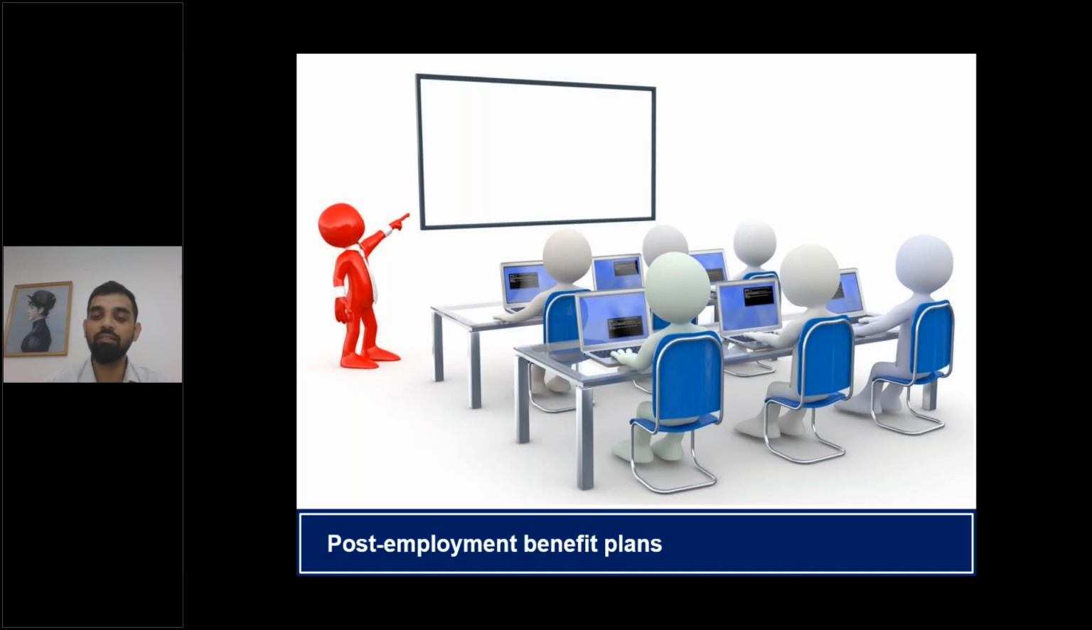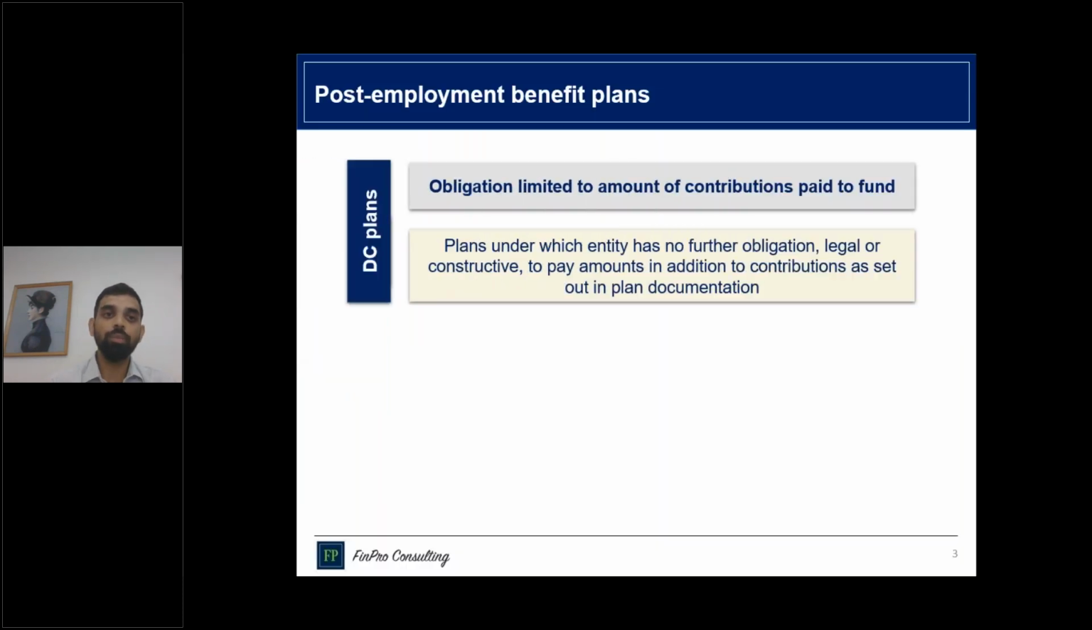So today we have an opportunity to understand what those terms really mean and how to practically apply those terms while accounting for post-employment benefits under AS 15 Employee Benefits. So that is going to be the key learning session with respect to AS 15 today. Primarily, the post-employment benefit plans are categorized into two parts. One is called a defined contribution plan, and the second is called a defined benefit plan.